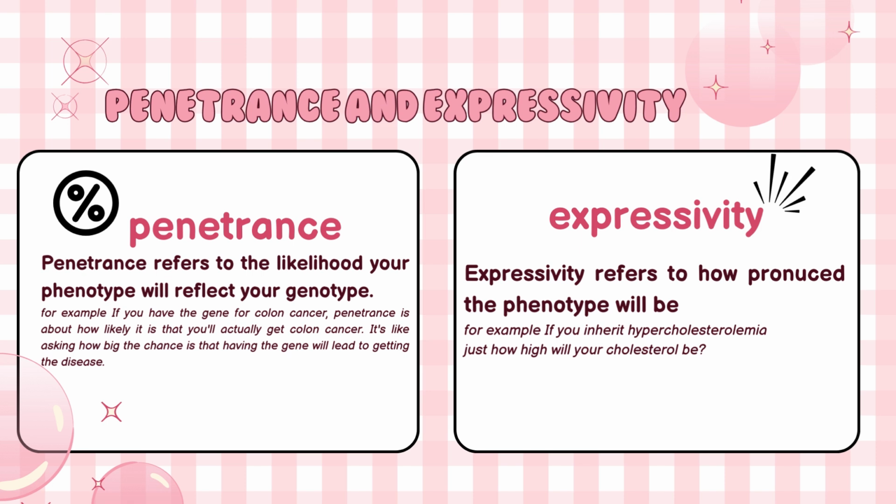Let's talk about penetrance and expressivity. Penetrance refers to the likelihood your phenotype will reflect your genotype. So if you have colon cancer, penetrance is how likely you'll get colon cancer. So even though you have the gene, it'll be like, oh, you have an 80% chance of getting it. Expressivity is how pronounced the phenotype will be. Like if you inherited hypercholesterolemia, how high will your cholesterol be? Or if you have the gene for a big nose, how big is your nose?